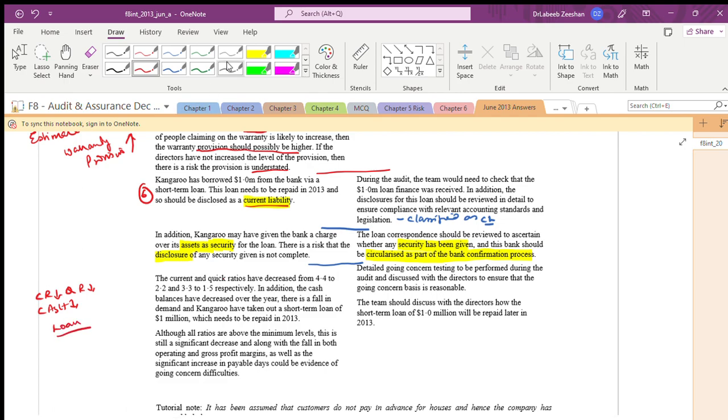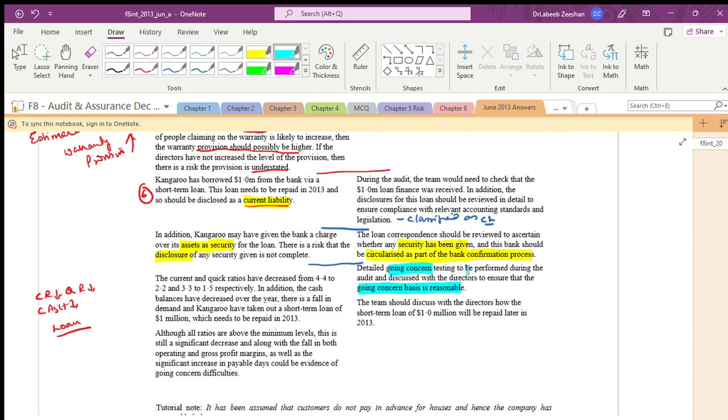If all this happens in multiple ways, definitely what is the issue? There will be a going concern issue. See, multiple things are happening. There is a going concern test to be performed during the audit, and discuss with the directors to ensure that the going concern basis is reasonable.